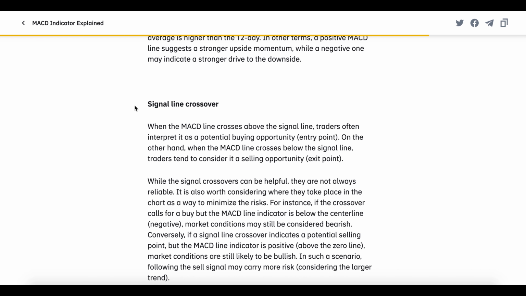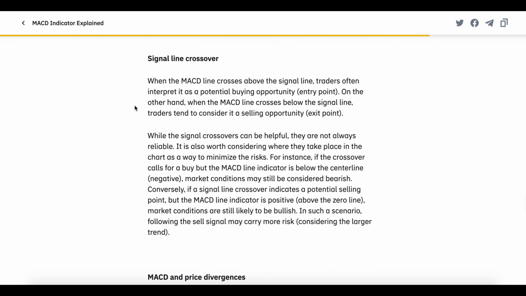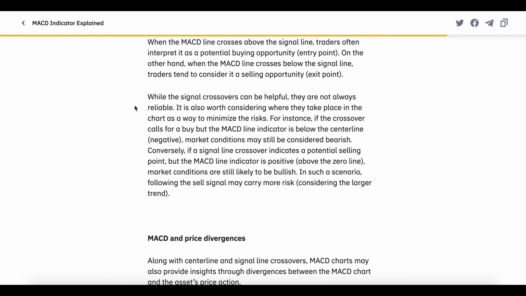When the MACD line crosses above the signal line, traders often interpret it as a potential buying opportunity or entry point. On the other hand, when the MACD line crosses below the signal line, traders tend to consider it a selling opportunity or exit point. While the signal crossovers can be helpful, they are not always reliable. It is also worth considering where they take place in the chart as a way to minimize the risks.